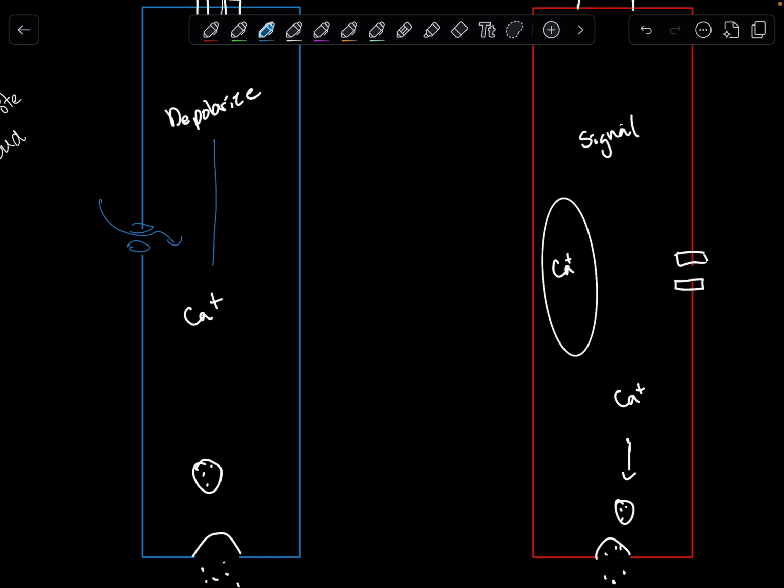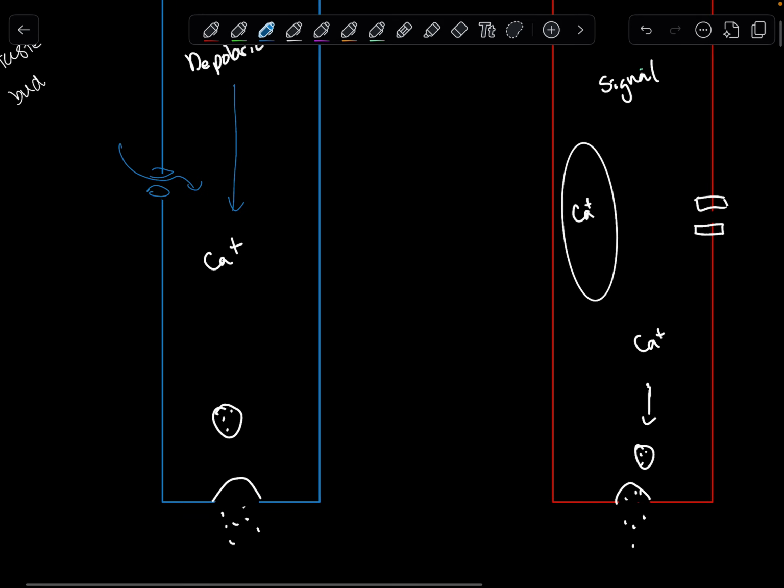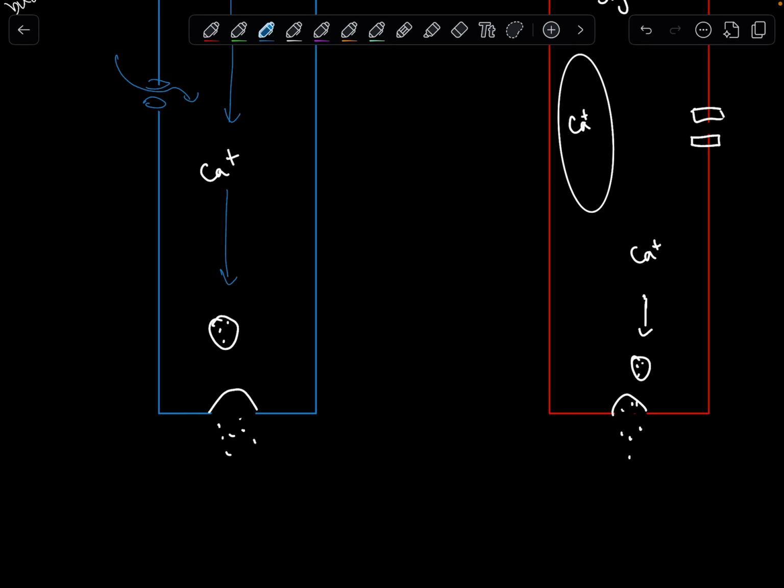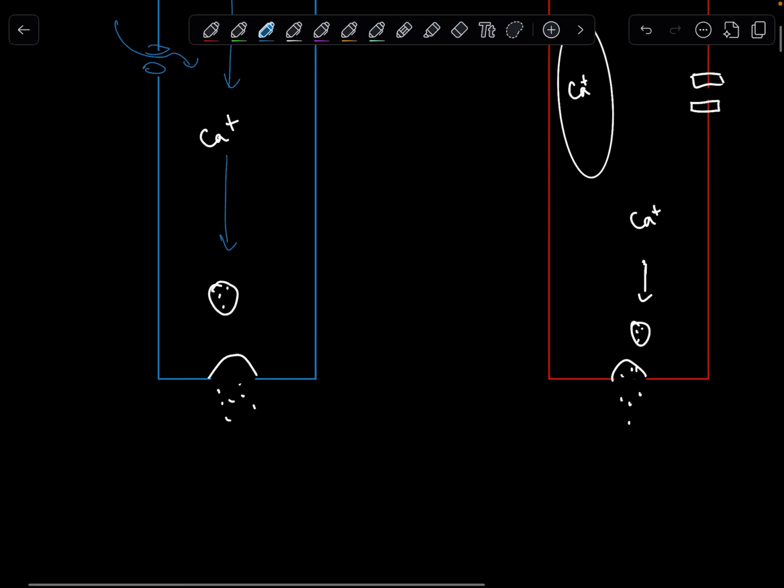Calcium will rush in. Calcium then binds to vesicles, correct? Hopefully you understand this because I have made other videos in the past, but calcium binds to snare proteins that are on the vesicles and on the membrane, which brings it close to the membrane and performs exocytosis.